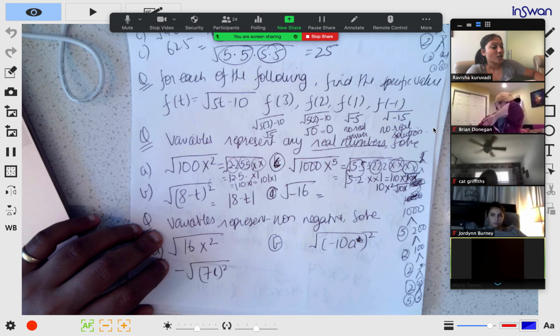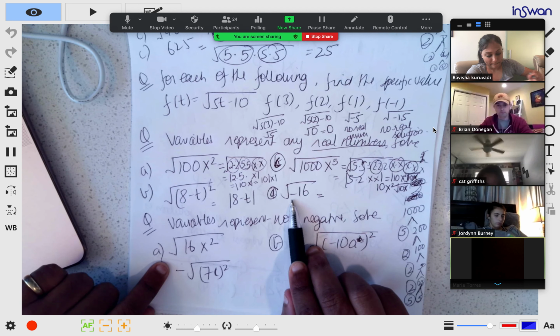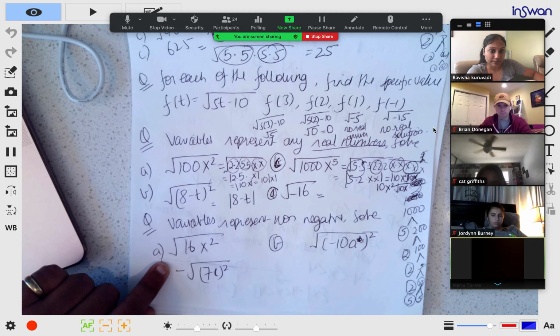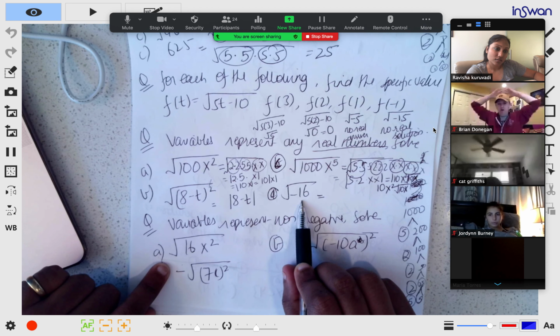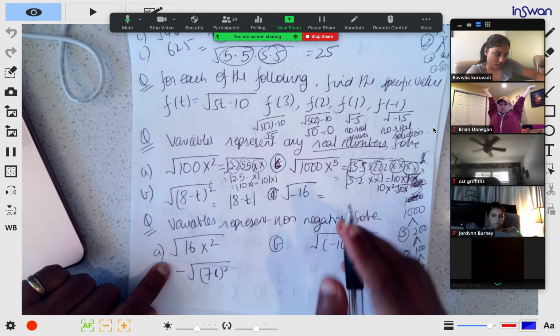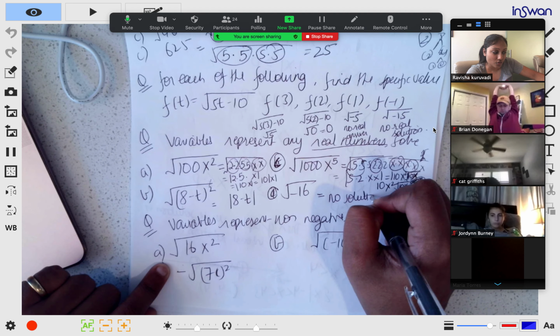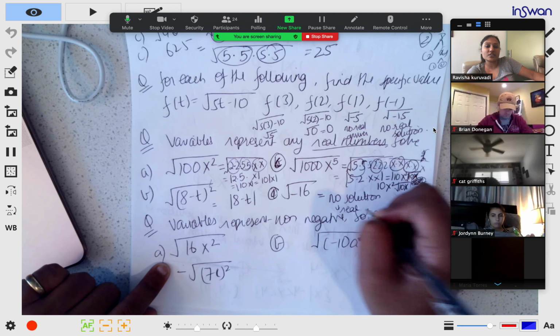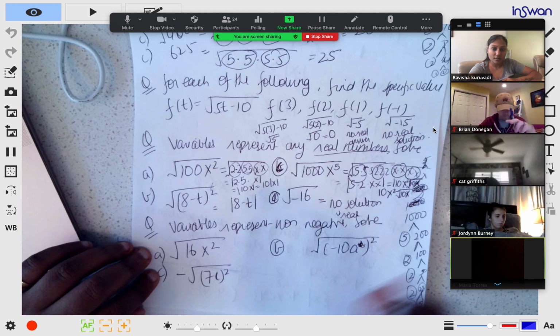Maria, what's the answer for the D part? Would it be no solution? It's no solution actually, because it's a negative inside the square root. Actually, it is known as no real solution. There is a solution, but it is complex. So you will say no real solutions.